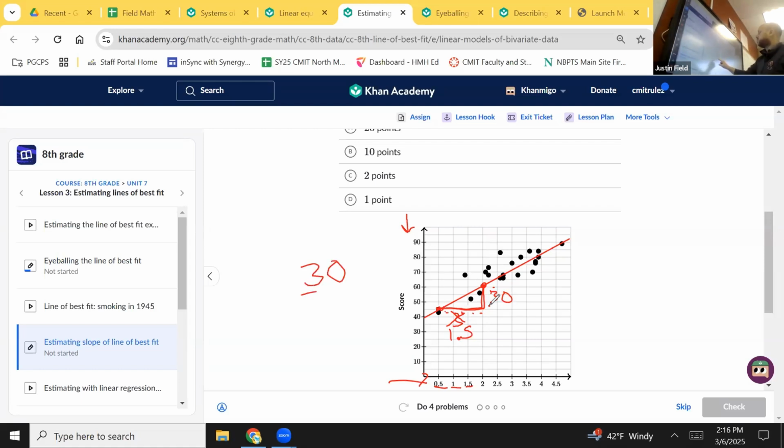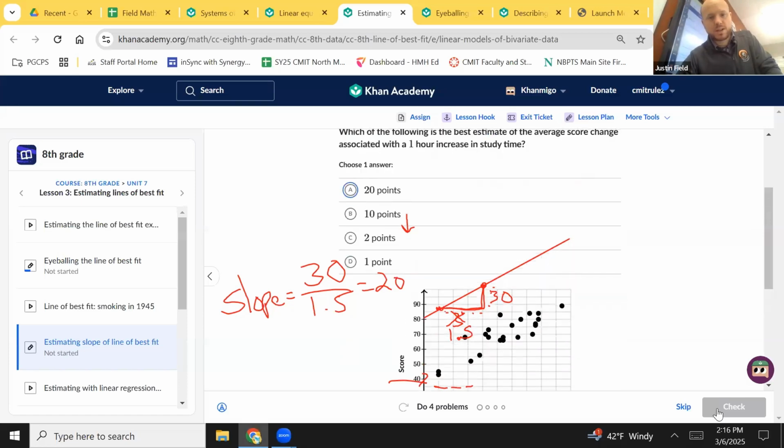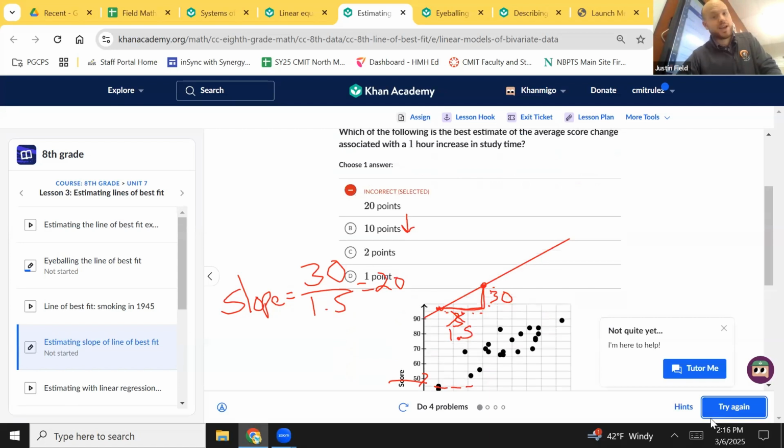So the slope is 30 over 1.5, about, right? So that would be, I would say about 20. So let's see if 20 works. Again, I just drew a line. Let's see, I got it wrong. And it says tutor me.